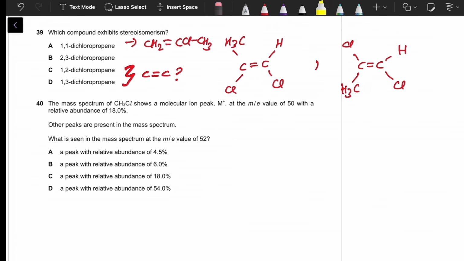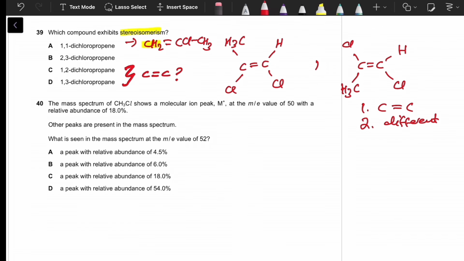Okay, question number 39 asks us which compound exhibits stereoisomerism. There are two conditions. One, a carbon-carbon double bond. Two, different groups are attached to the carbon atoms in the carbon-carbon double bond. So option A, we have 1,1-dichloropropene, but see here, there are two identical atoms attached to one carbon in the double bond, therefore that won't exhibit stereoisomerism.